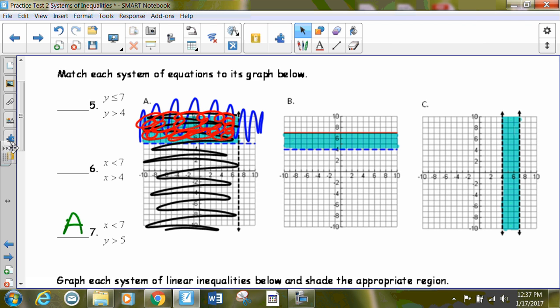All right, when I look at B, I see that I've got y is less than or equal to 7. And there's only one thing that says y is less than or equal to 7. So that's B. And then, of course, that is y is greater than 4. And it makes sense that this would be C, but let's just double check. X is less than 7. Yep. X is greater than 4. Yep. Those match.